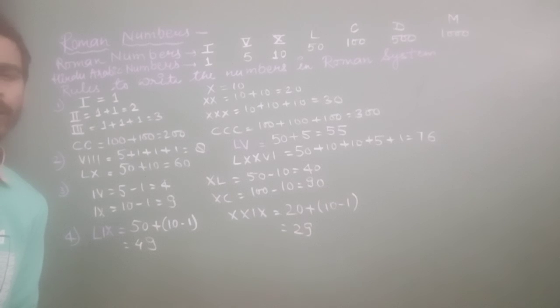Now, for subtraction, in addition to rules 3 and 4, there are 2 more conditions. I can only be subtracted from V and X. X can only be subtracted from L and C. C can only be subtracted from D and M. V, L and D are never subtracted.